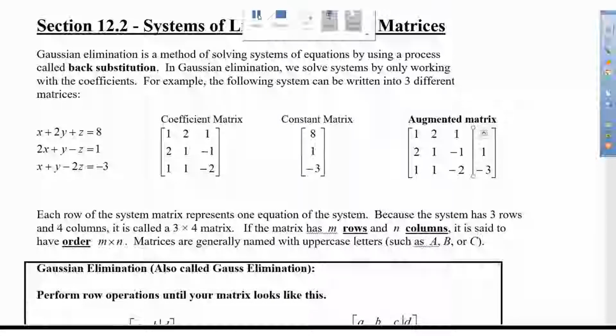Format. Okay. So we are starting matrices. Okay.